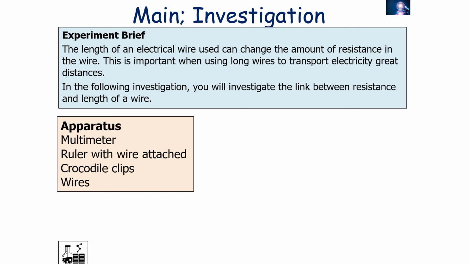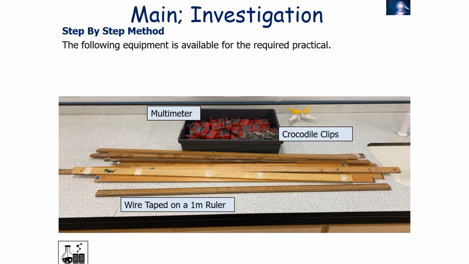Now finally, we can do an investigation to look at how the length of the electrical wire affects the amount of resistance in the wire. So you're finding the link between resistance and length of wire. You'll need the following equipment: multimeters, crocodile clips, and a wire taped on a 1 meter ruler.